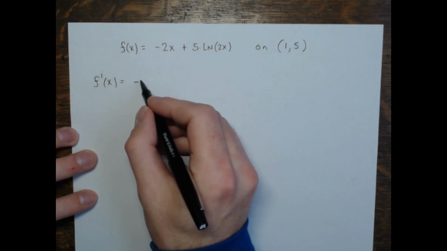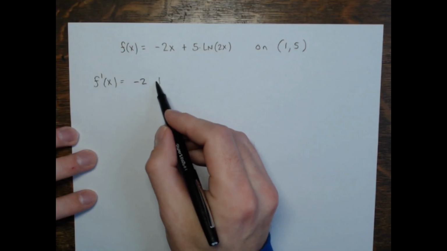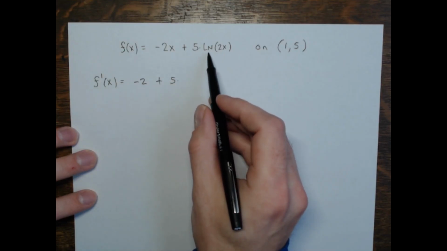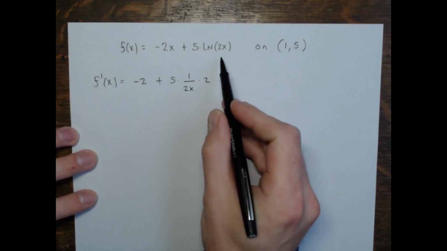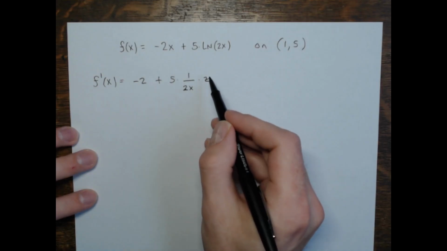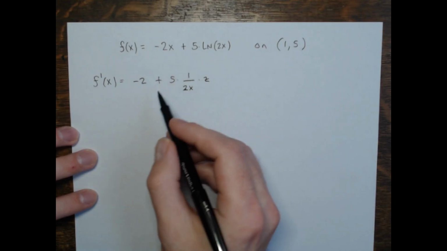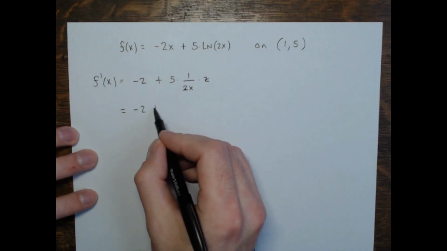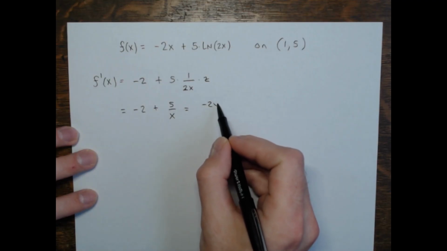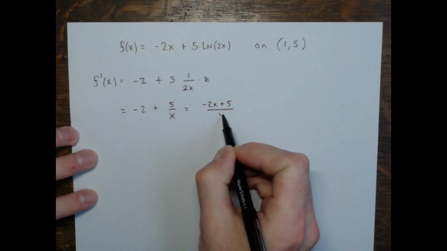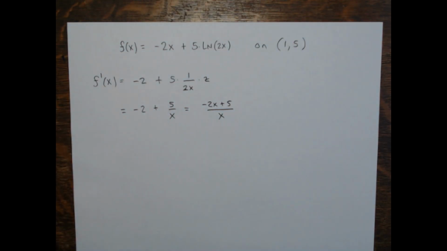that would just be -2 plus 5 times, and then remember the derivative of the natural log of something is 1 over that thing, but then times the derivative of the thing inside, then times 2. So the 2's will cancel. That's just 1 over x again. So you have -2 plus 5 over x, which if you want to get it together would be (-2x plus 5) all over x, right? If you get a common denominator.